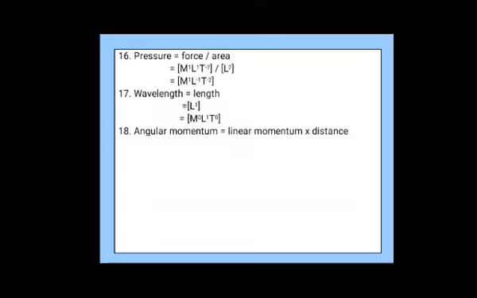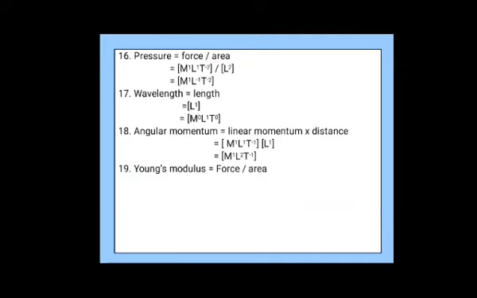Next one is angular momentum. Angular momentum is equal to linear momentum into distance. Linear momentum we have already written, it is M raised to 1, L raised to 1, T raised to minus 1. Distance is L raised to 1. So the final answer is M raised to 1, L raised to 2, T raised to minus 1.